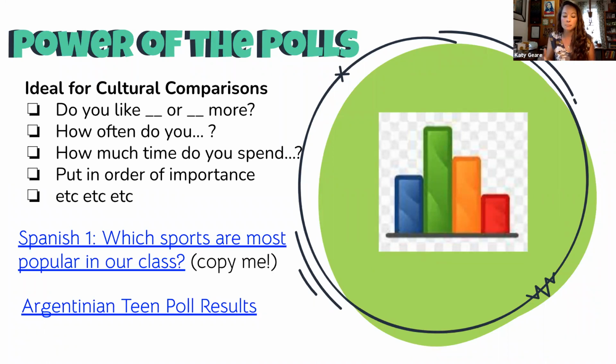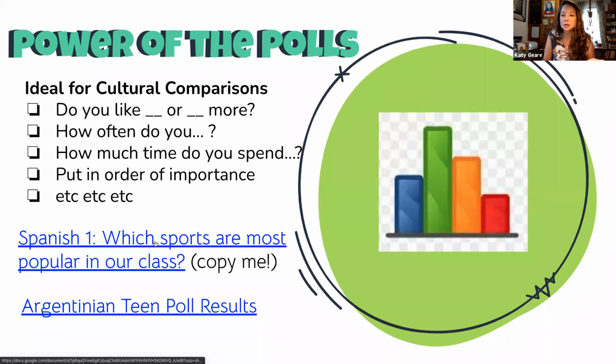And it's really nice. Before you do any kind of cultural comparison, like I have an activities unit, everybody I think has an activities unit, I like to get a gauge of what's popular in my class, what my kids like to do. And so I have them poll each other with things like, do you like blank or blank more? How often do you? How much time do you spend doing X? With my novice level kids, it's really nice for them to all have the same question, but a variation of that question.